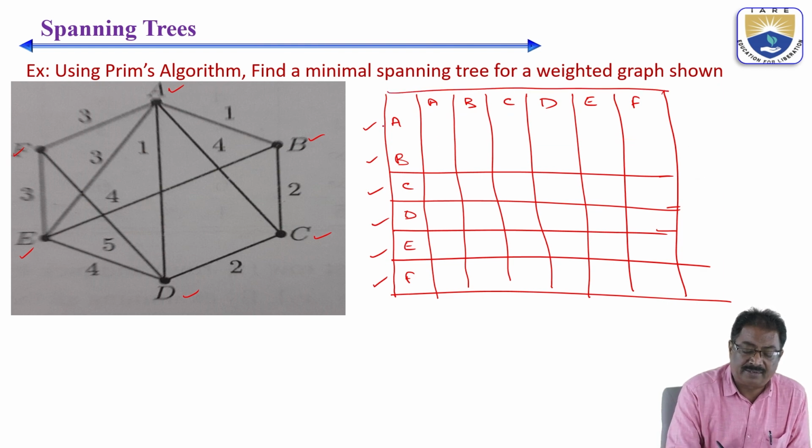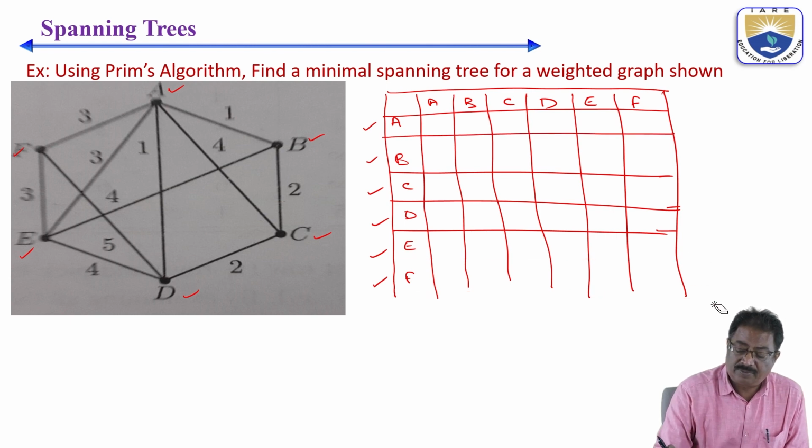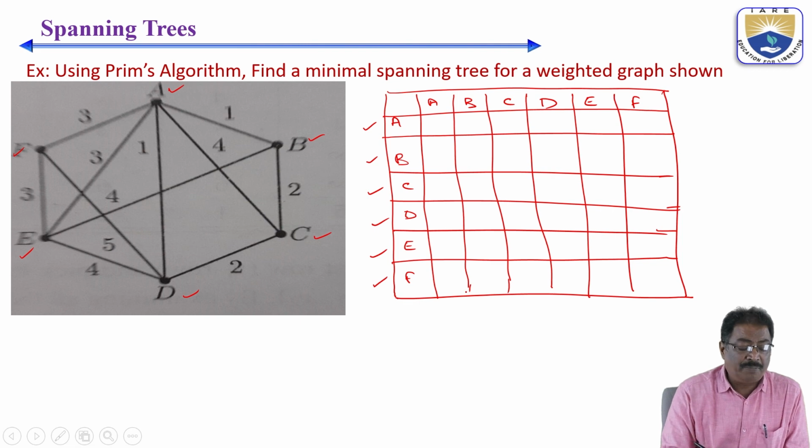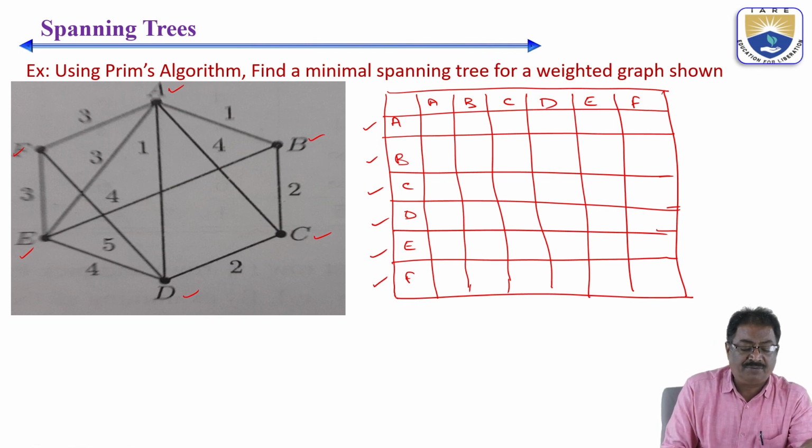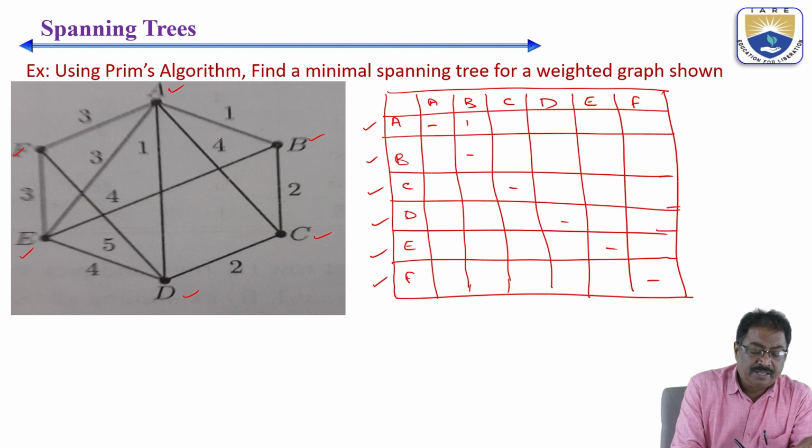Yes, we will consider a table of this. Now from A, how many edges is it having, with weights? All the diagonal elements we just keep like this. A to B is 1, this is over. Next, A to F is 3. And A to D is 1. And A to E is 3.